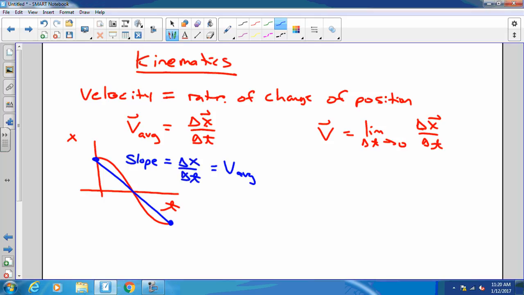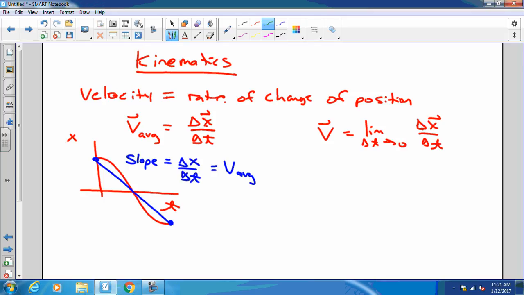Would you write that as V instantaneous, or is V without a subscript understood to be instantaneous? Yep. And of course, in calculus terms, you would say, oh, hey, look, that's dx dt.